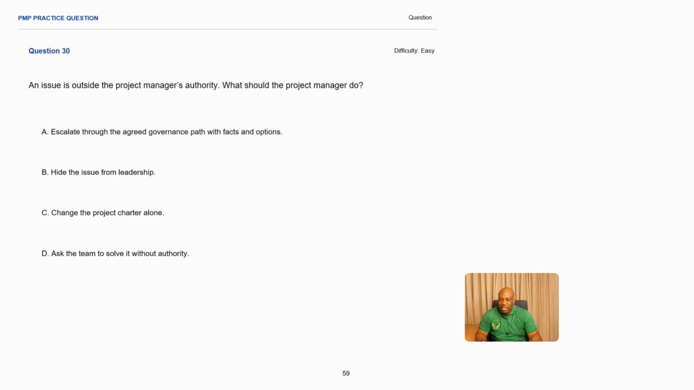Practice question number 30. Okay. An issue is outside the project manager's authority. What should the project manager do? All right. And the difficulty here is easy. So what is our problem statement? There's an issue which is outside the project manager's authority. All right. So this is our problem. There's an issue outside the project manager's authority. Let us go through the answers now.